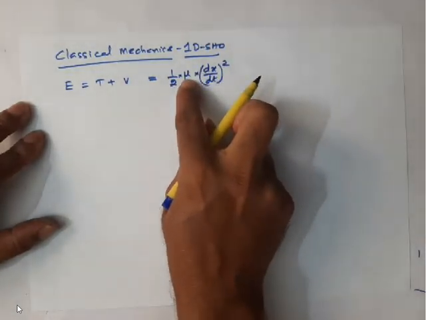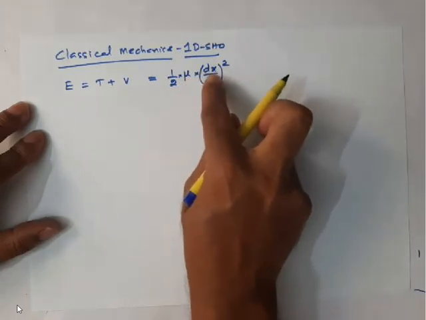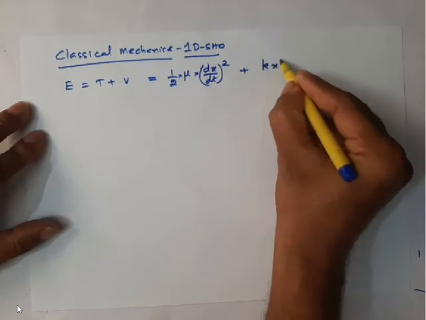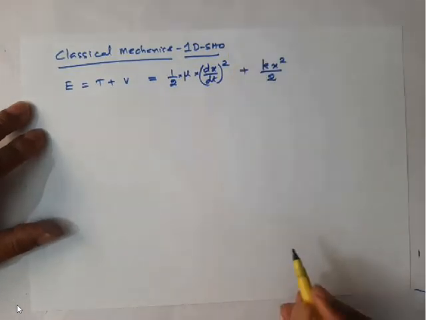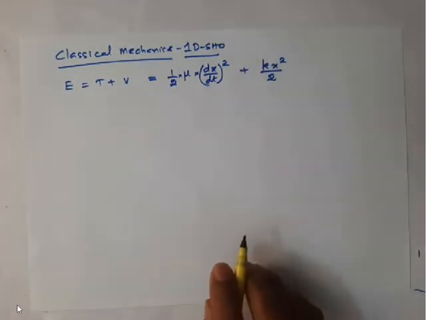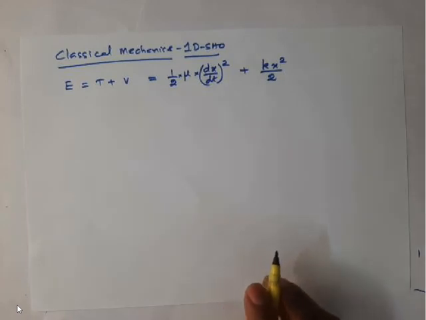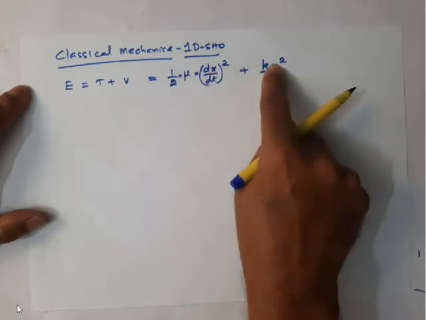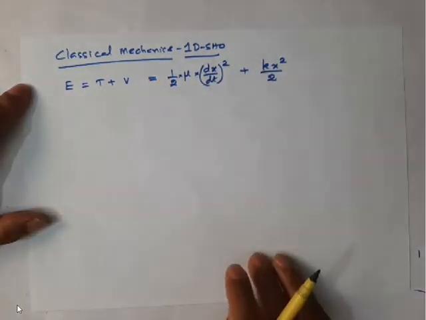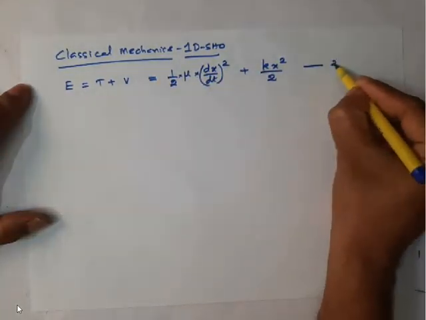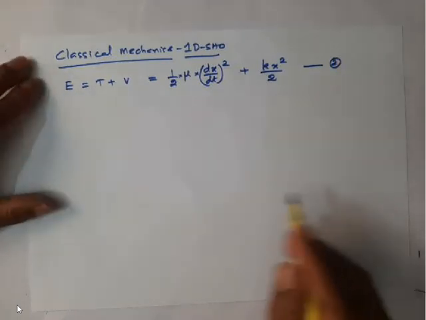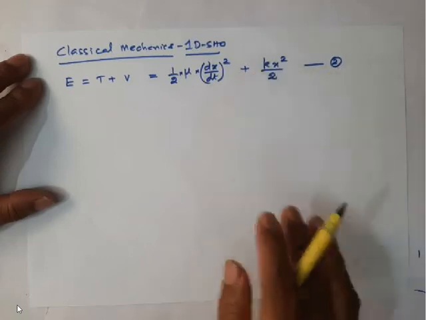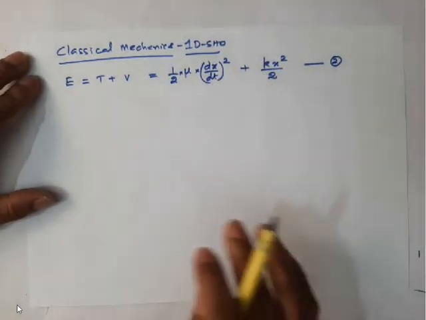In the place of m I put mu, in the place of velocity I'll put dx by dt, plus what is the potential energy? K x square by 2 under harmonic assumption, right? Now if you know an equation for displacement x, then you can calculate the total energy. Okay, let me take this as equation number 2. So first let me derive an expression for the equation of motion. Then I'll come back here.